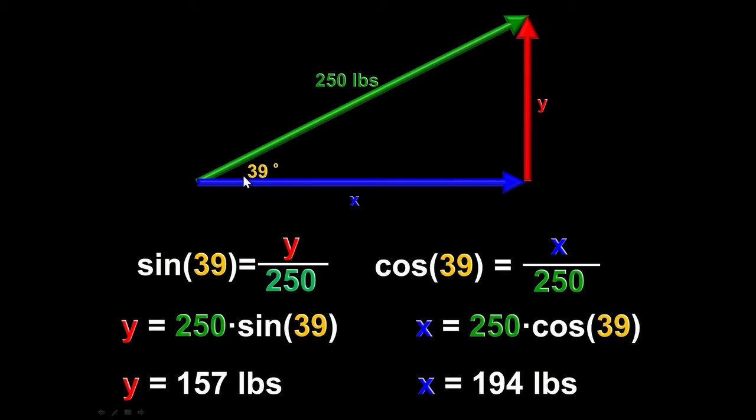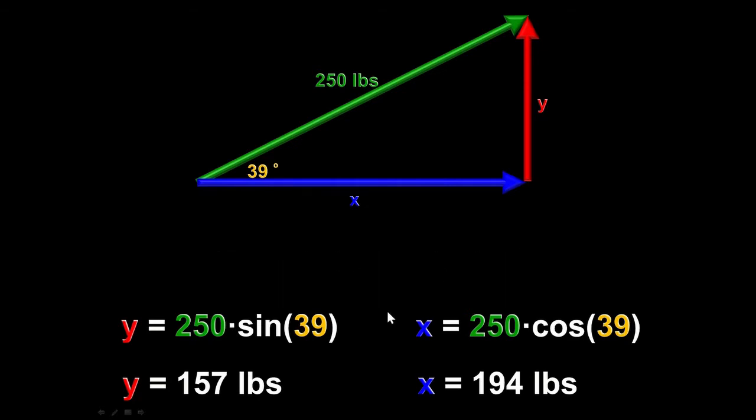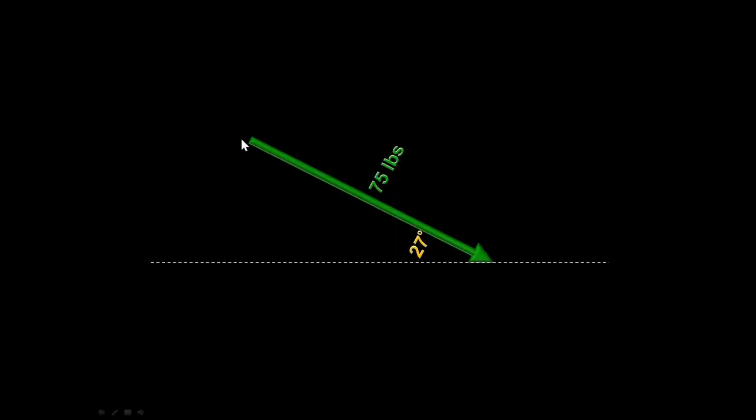This situation where we know the angle and the hypotenuse, and we want to find both components, is a very, very common situation. So common, I'd like you to be able to take a shortcut. Skip this step altogether and go straight to this step. Just say, hey, look, that is going to be 250 times the sine of 39. This is going to be 250 times the cosine of 39. You'll get the hang of it. So let's do it with this one.